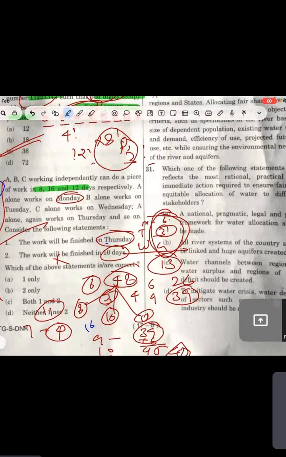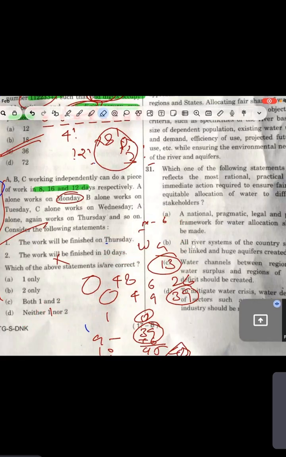Very easy question actually. Guys, if you solve it yourself, you will get the answer very well.